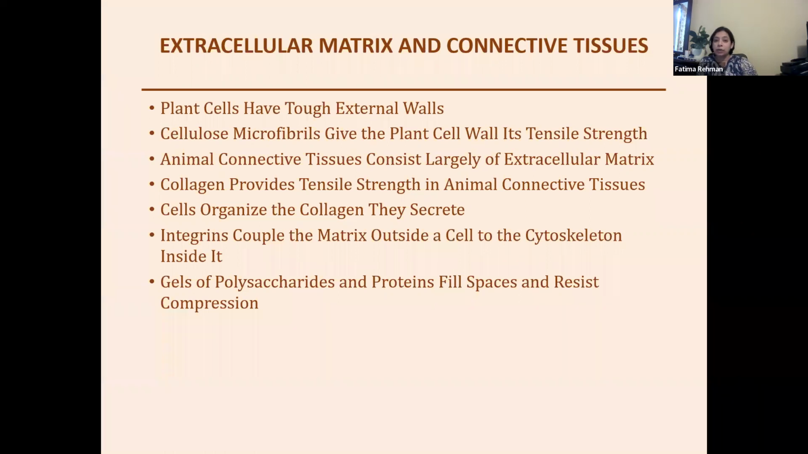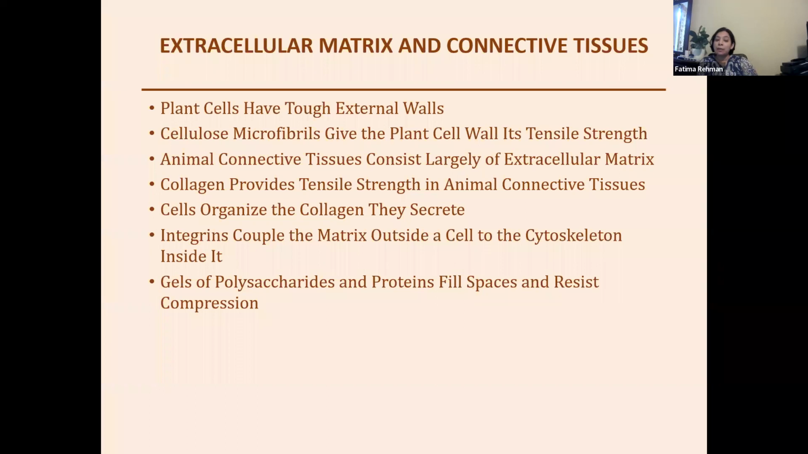So just a little review of this part. Extracellular matrix and connective tissues obviously are really important in maintaining the shape of tissues and organ systems, as well as organisms as a whole. Plant cells have that external cell wall made with cellulose microfibrils that give the plant cell wall its tensile strength. Similarly, in animal connective tissues, you are going to have the collagen fibrils that provide the tensile strength. These collagen fibers, as well as the cellulose microfibrils, are organized very particularly depending on the position of the plant or position of the cell and how they're going to grow and develop.